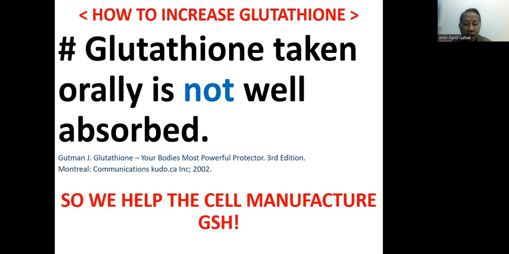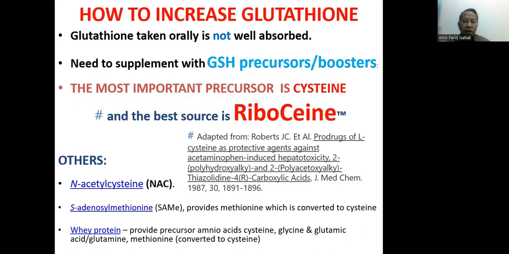Okay. So scientists have found out that the right and best way to boost glutathione is to help our cells to manufacture glutathione. And we do this by supplying the raw materials. And what are the raw materials? The raw materials, or the precursors, are the 3 amino acids which make up glutathione: glutamic acid, cysteine, and glycine. But fortunately, glutamic acid and glycine are abundant in our food, and they are stable compared to cysteine. So the problem only remains with cysteine.